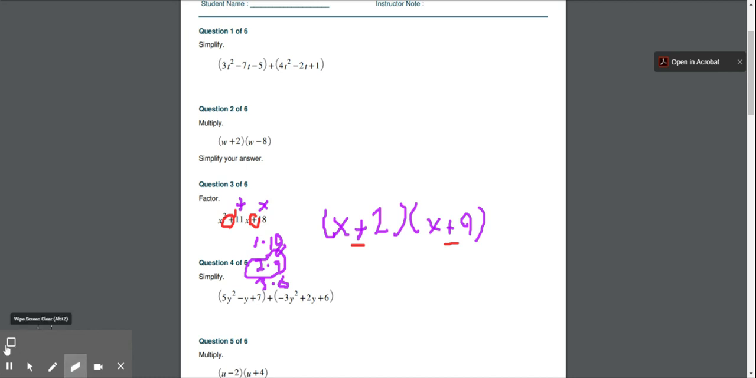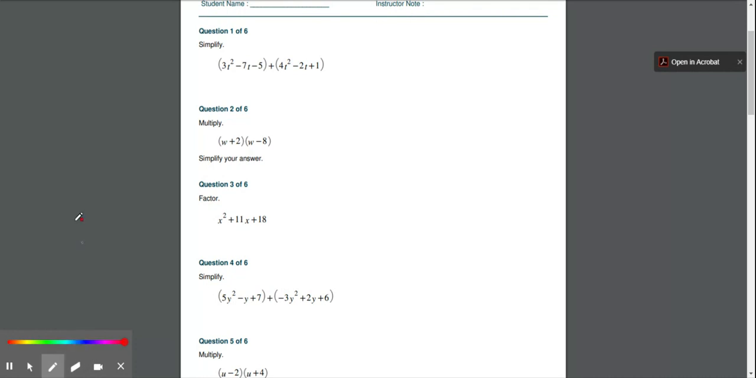What we have is 4 different possibilities. We talked about this a lot in class, but let me go over this. You could have x squared plus and plus, and that factors as both numbers being positive, x plus and x plus.